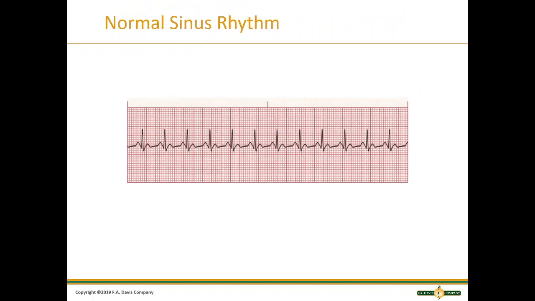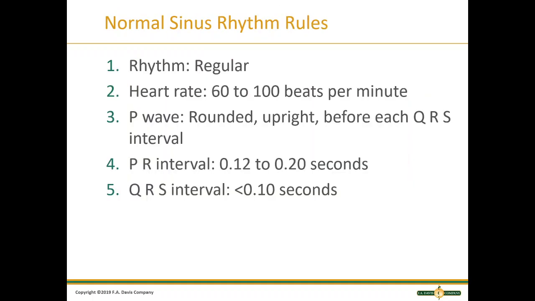Normal sinus rhythm, okay? Normal sinus rhythm rules. It's regular, so you can see it's counting out regularly. The heart rate is 60 to 100. The P wave is rounded, upright before each QRS interval. The PR interval is 0.12 to 0.20. So those little points between where you measure with the calipers, that's what that 0.12 to 0.20 is indicating. And then the QRS interval is less than 0.10 seconds, okay?